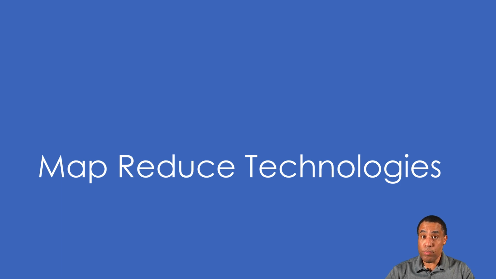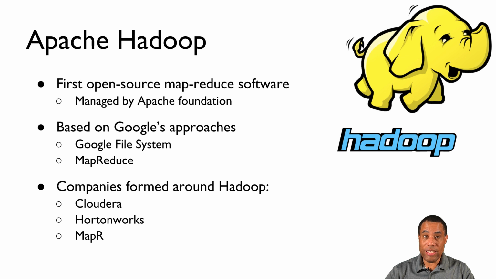Now let's look at some implementations of MapReduce. The first one we're going to look at is Apache Hadoop, and it's the first open source MapReduce implementation. It's managed by the Apache Foundation, which brought us the Apache web server and many other open source projects.